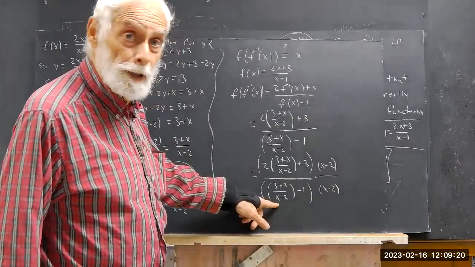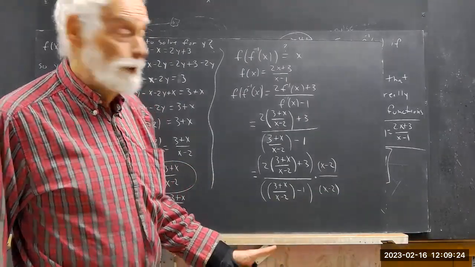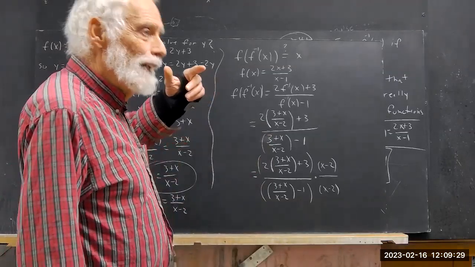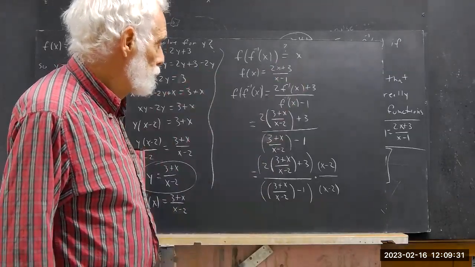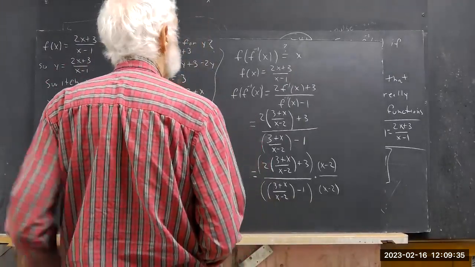Same thing's going to happen down here. You're going to have a simple fraction. And hopefully the numerator will equal the denominator. Well, the numerator will be x times the denominator, so it's going to reduce down to x.